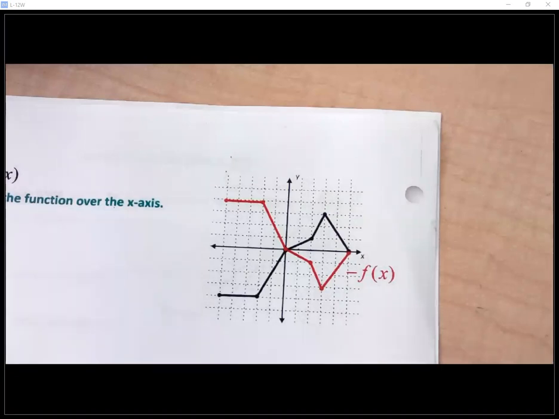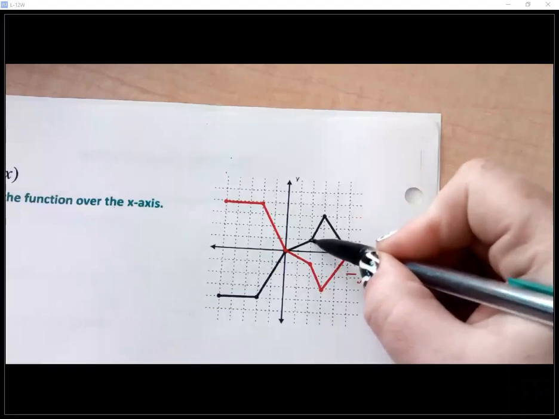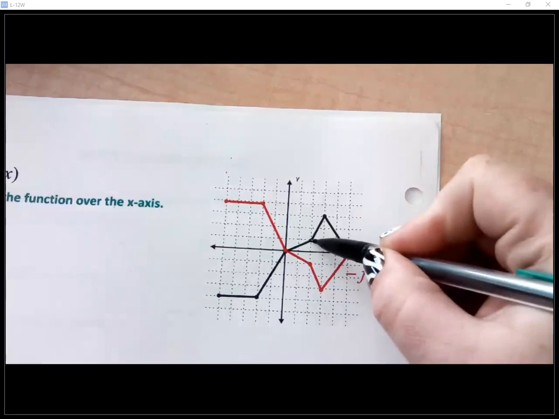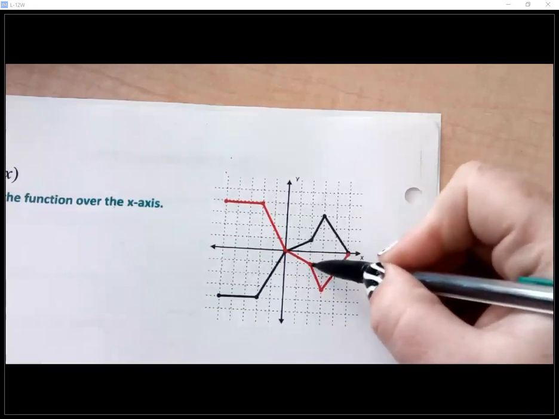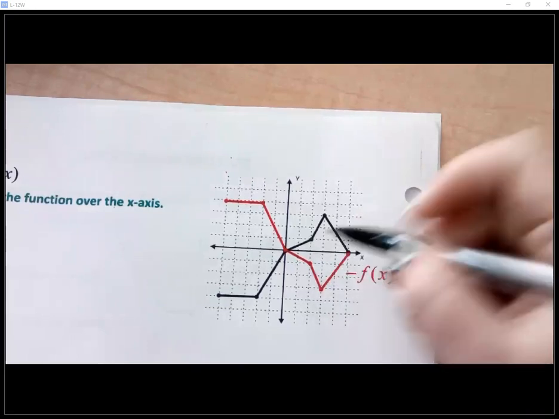Here, let's just take this particular point right there. Its coordinate was (2, 1). Now, if I flip it over, it's at (2, -1). So my x has not changed, but my y value is now, instead of being a +1, now it's a -1. That's interesting.